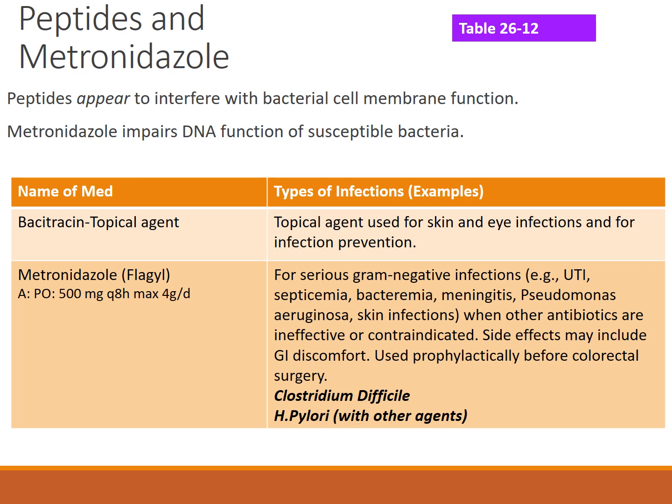Metronidazole is used for serious gram-negative infections like UTIs or septicemia, Pseudomonas, or when other antibiotics are ineffective. And this can include severe GI discomfort, all right? Sometimes they give it prophylactically before colorectal surgery. So you're going to have part of your colon removed. They may give you Flagyl. It's also used to treat Clostridium difficile or C. diff. And it may also be used with other agents to treat H. pylori. All right, so Flagyl is a very common medication nowadays.